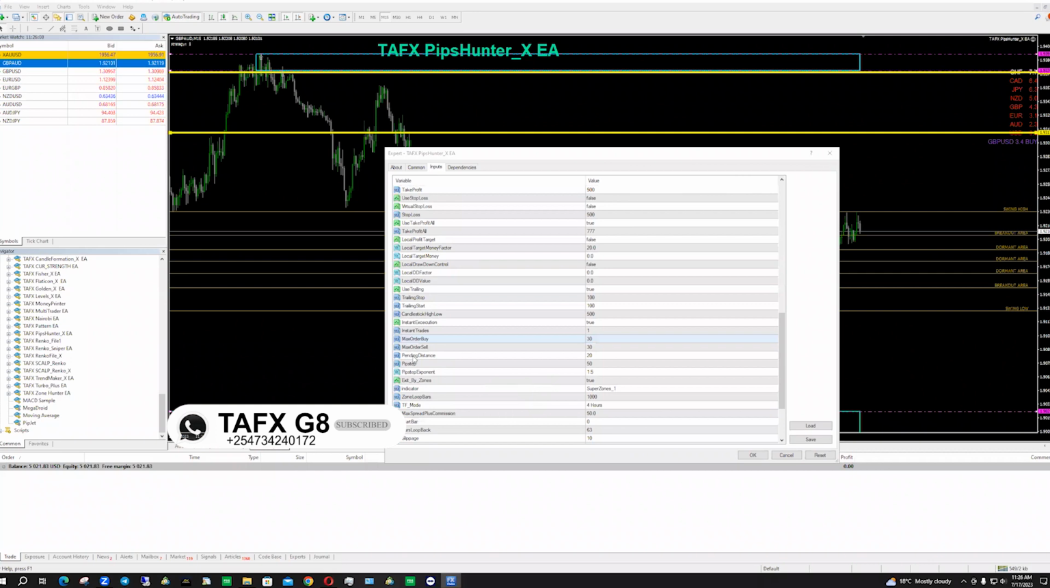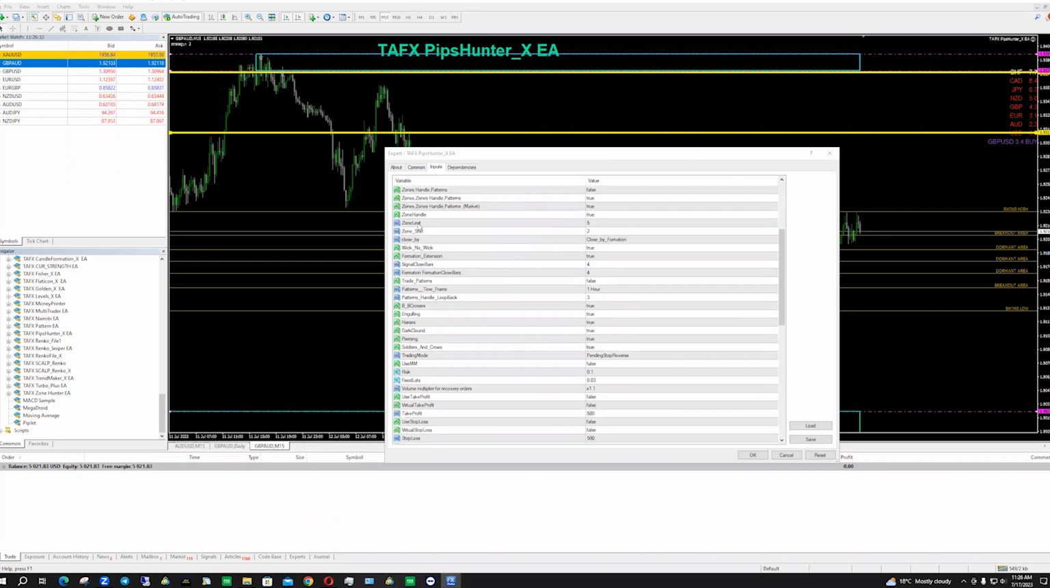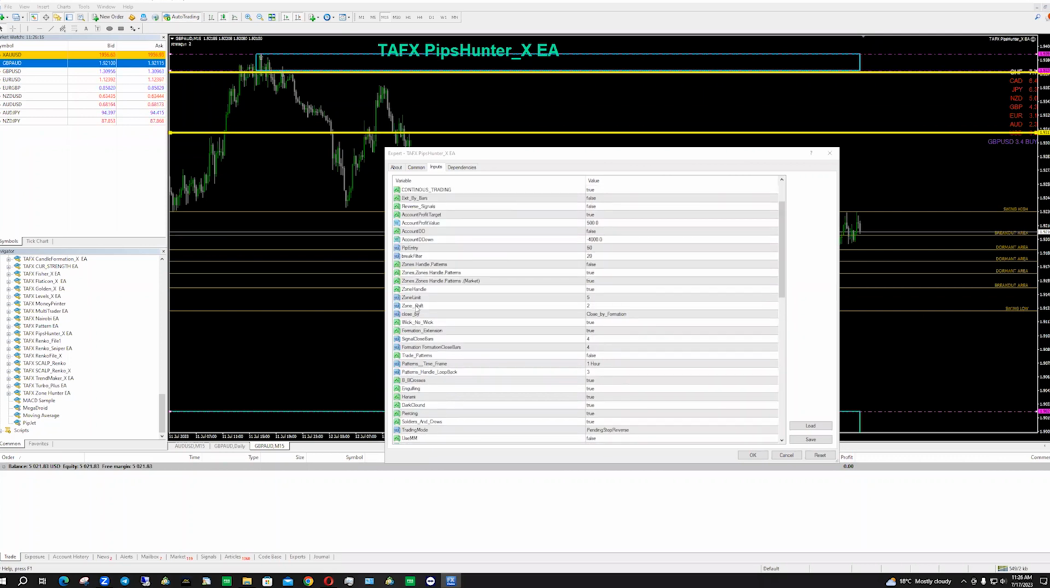We are checking for the break filter somewhere. Where is the break filter? Where is this break filter? Because that is where we are supposed to be now. Yeah, here we go. So you can see we can set the break filter to 20.